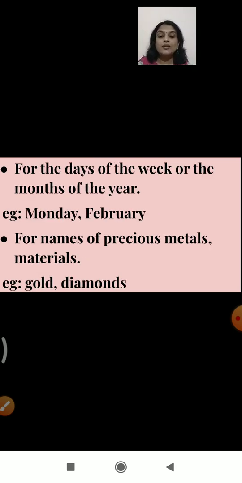Then a few more are there: the days of the week or the months of the year, Monday, February. Then the names of precious metals or materials, gold, diamonds, we do not use any article there.